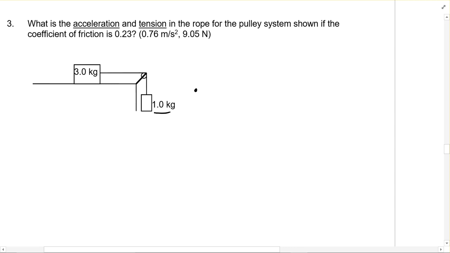So I'm going to say, if we do our free body diagram for that one first, Fg is going to be equal to 1 kilogram times 9.81 meters per second squared. So Fg is going to be equal to 9.81 newtons. Okay, got that one figured out.